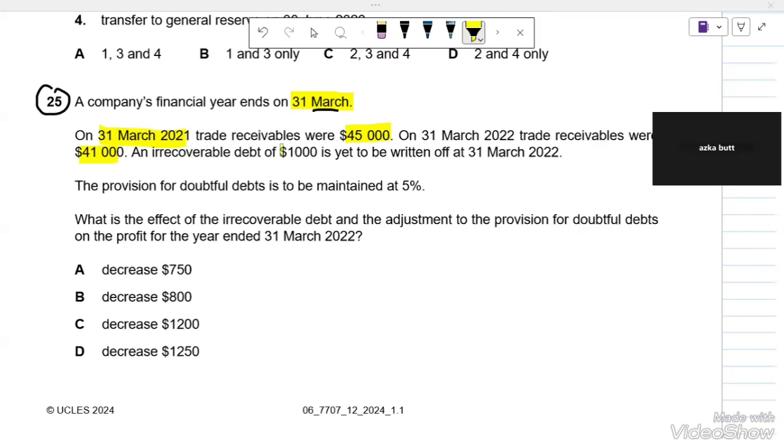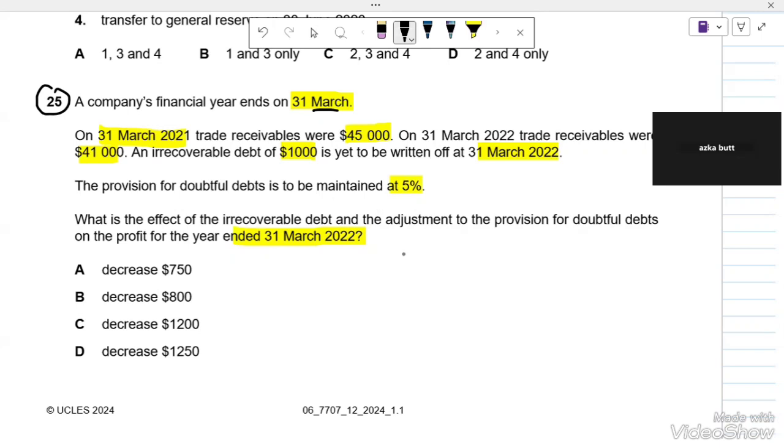An irrecoverable debt of $1,000 is yet to be written off at 31st March 2022. The provision for doubtful debt is to be maintained at 5%. What is the effect of the irrecoverable debt and the adjustment to the provision for doubtful debts on the profit for the year ended 31st March 2022? To determine this, let's go through the steps. In step 1, first of all, we adjust the trade receivable for irrecoverable debt.